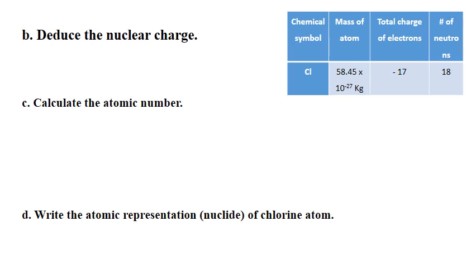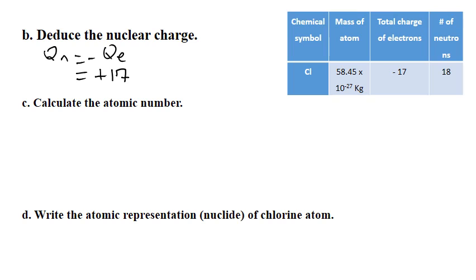Okay, Ali, deduce the nuclear charge Qn. Minus 17? Plus 17, because Qn is opposite to QE, so Qn should be plus 17. It's very important to write plus, positive. Okay.